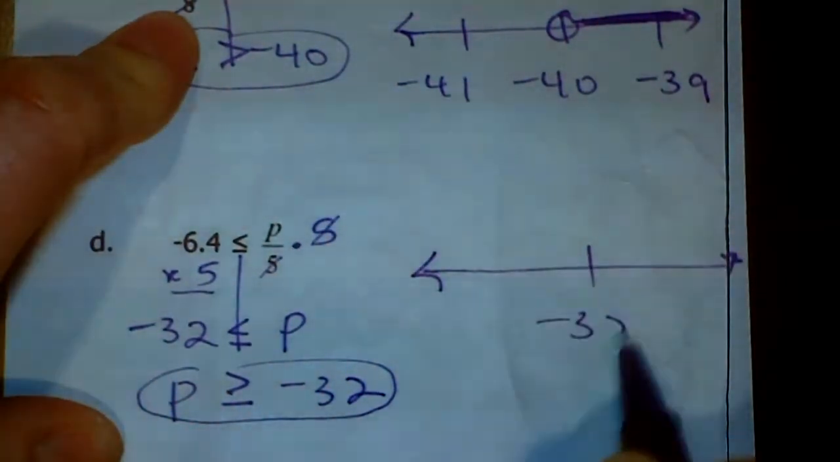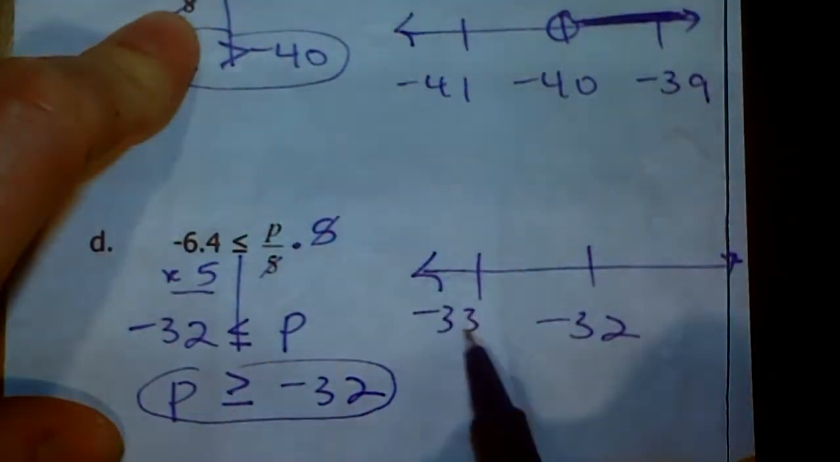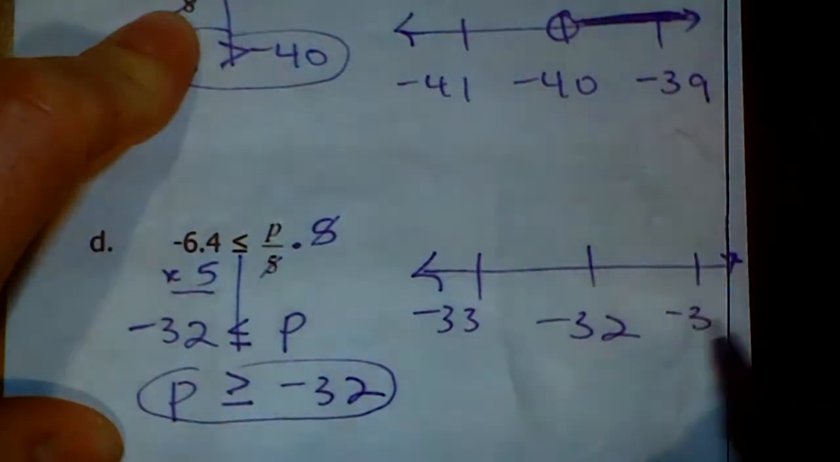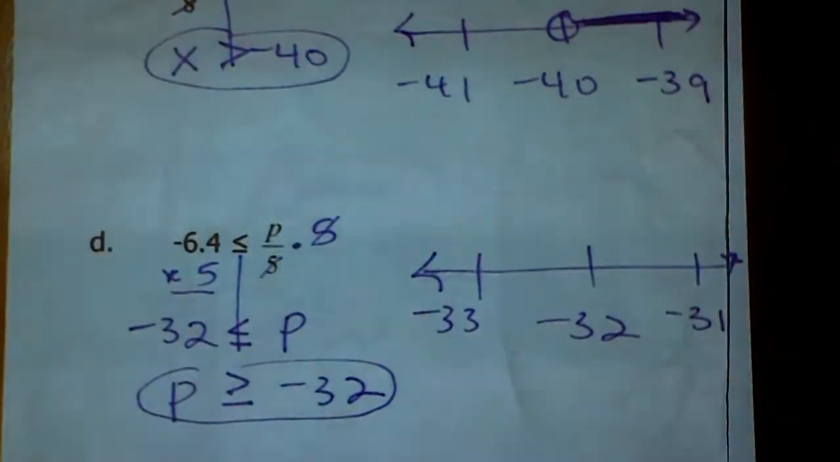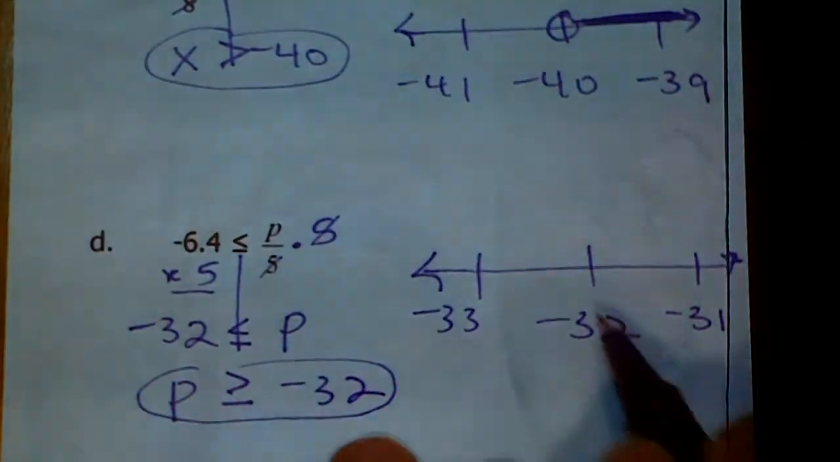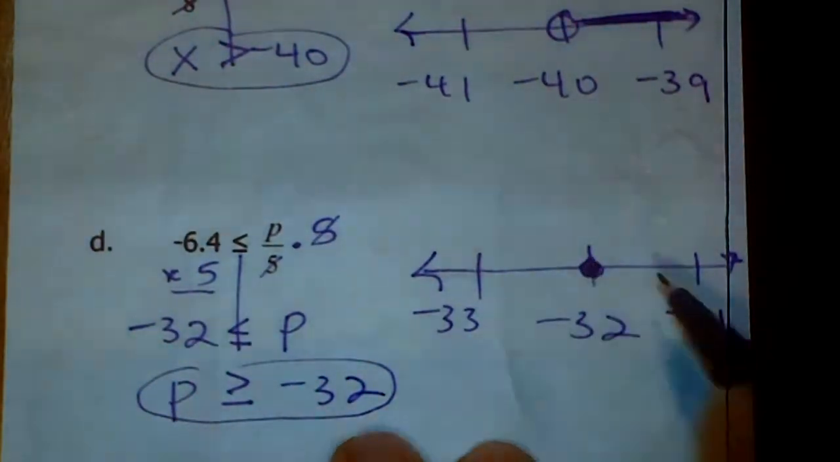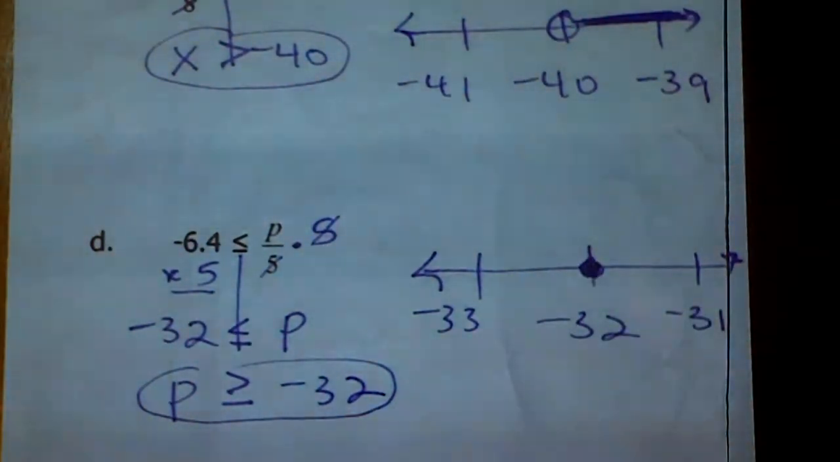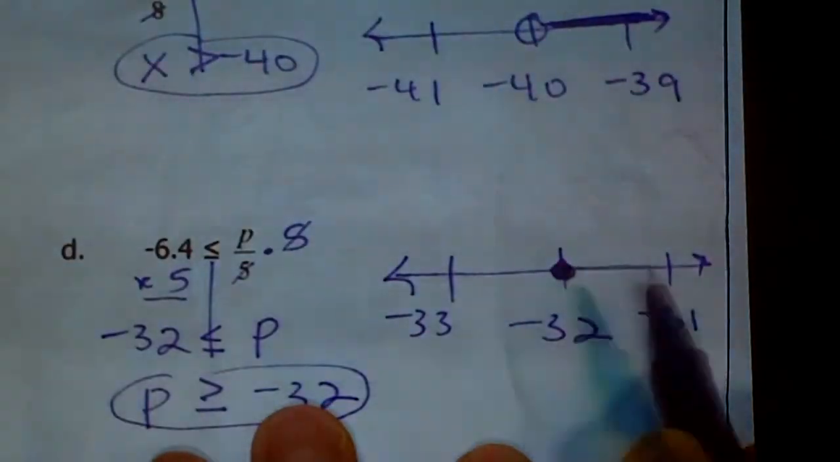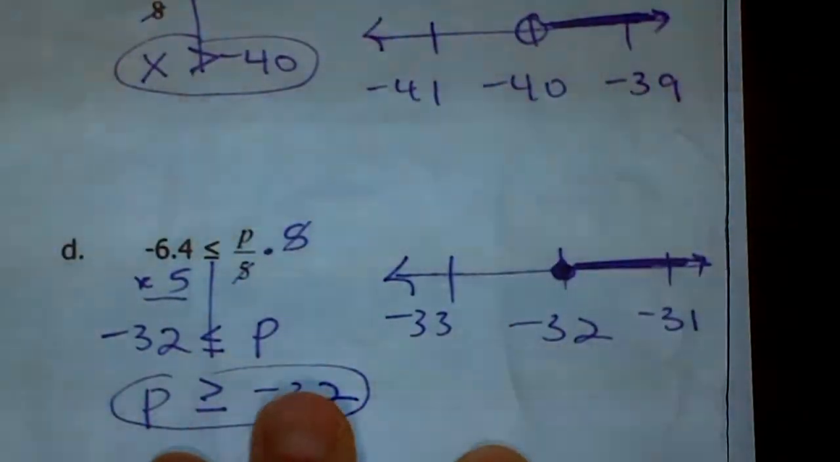We'll graph that. Negative 32 in the center. Negative 33 goes to the left. Negative 31 to the right. And if P is greater than or equal to negative 32, I'm going to use a closed circle because or equal to means it can be negative 32. So closed circle in that, and then greater than means I'm going to shade to the right.